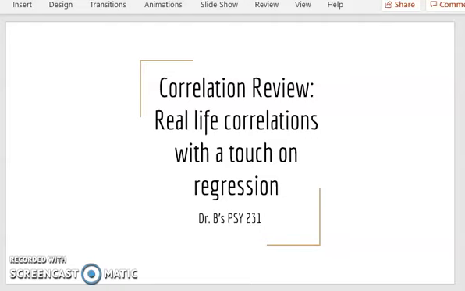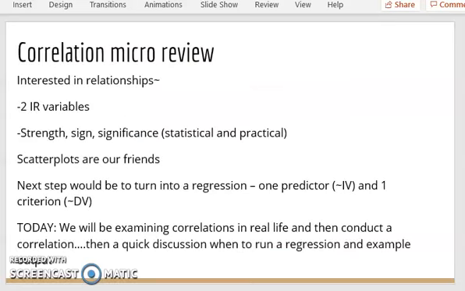Okay, so we are on to our week that's covering correlation and regression. I'm going to focus the most on correlations, and at the end, we'll talk a little bit about regression. So, in keeping with a quick review from Psych 230, I wanted to review some main concepts in correlation.